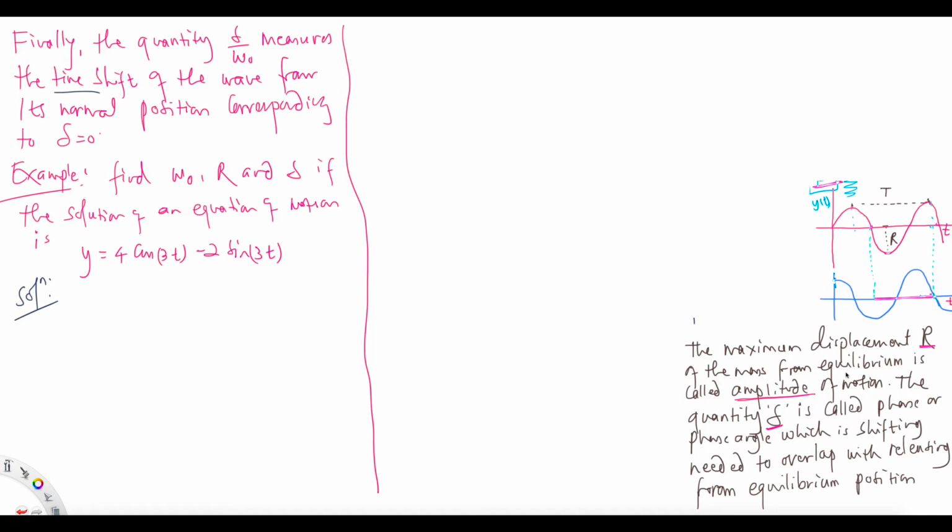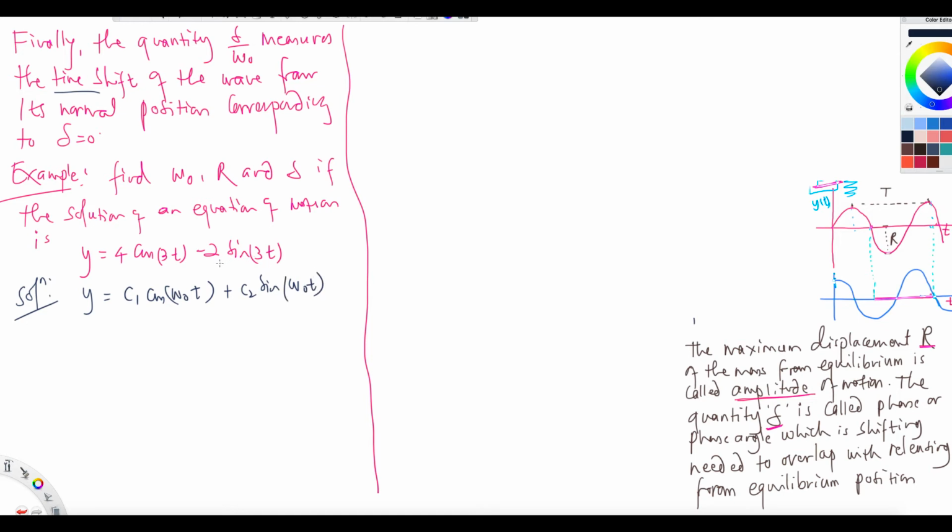All right, so let us see one example on finding these quantities T, r, delta, all those quantities. The question is to find omega 0, the amplitude r, and delta if the solution of the equation of motion is given in that form, right? So what is the general solution we got? We got y equals c1 cosine omega 0 t, and then plus c2 sine omega 0 t. That is the formula, right?